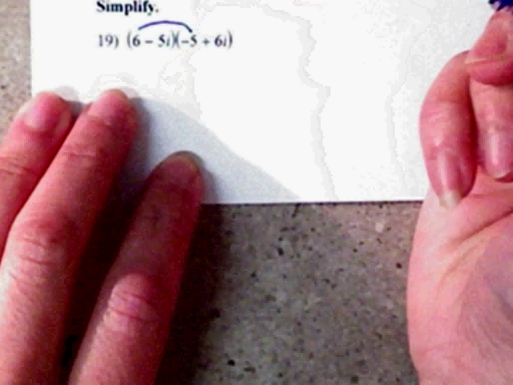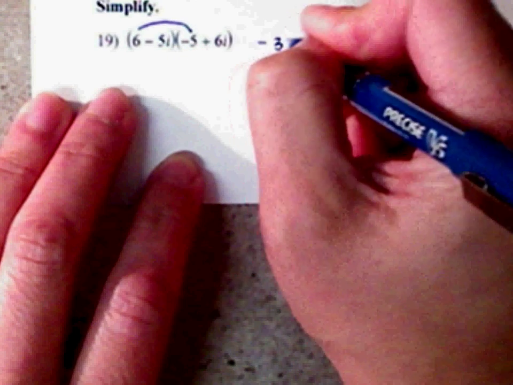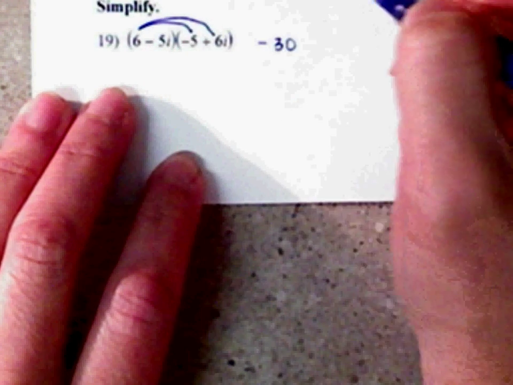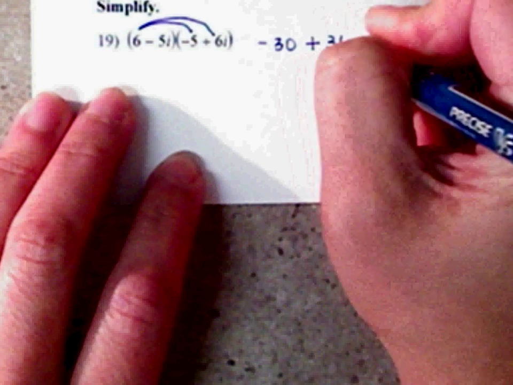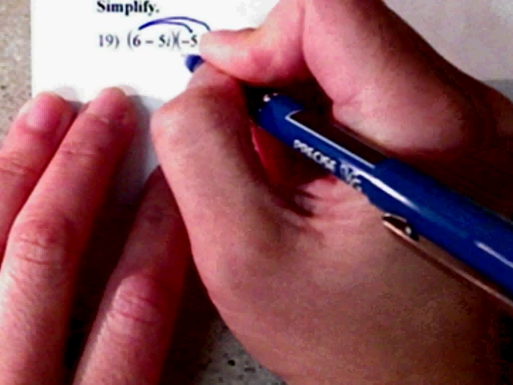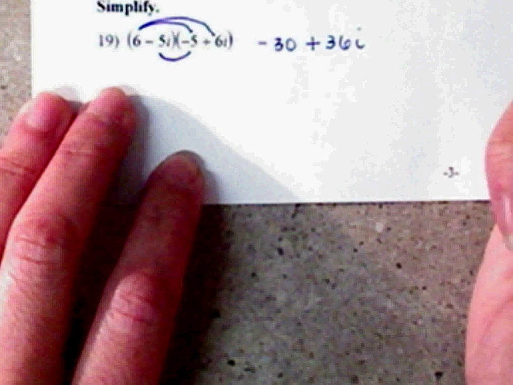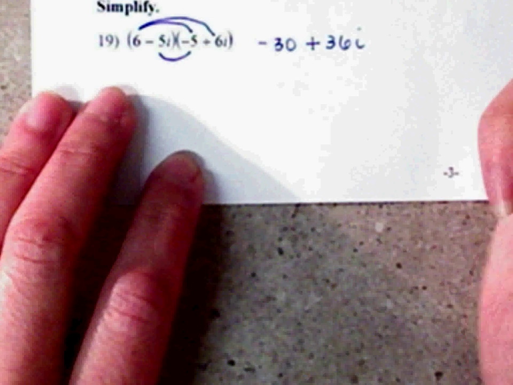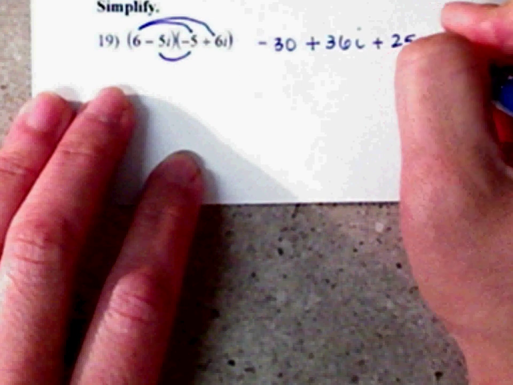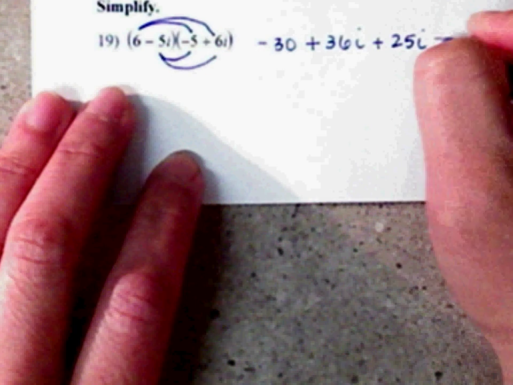Number 19, you are to simplify. So what I would do is I would multiply 6 times negative 5, which is negative 30. 6 times 6i, which is positive 36i. Then you take the second factor, or second term. Negative 5i times negative 5 is plus 25i. Negative 5i times 6i is minus 30i squared.